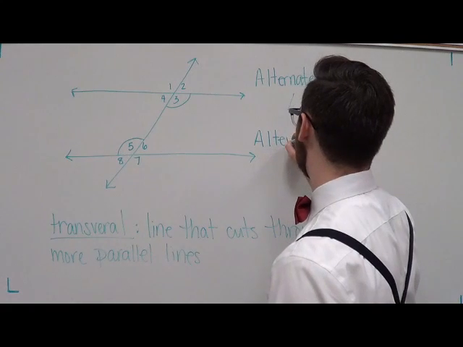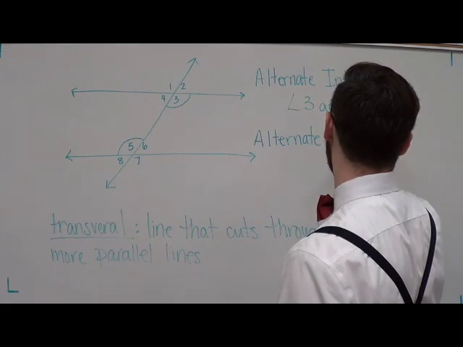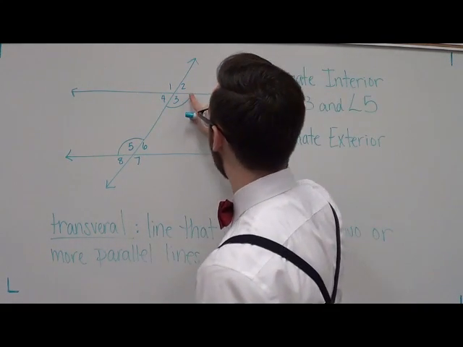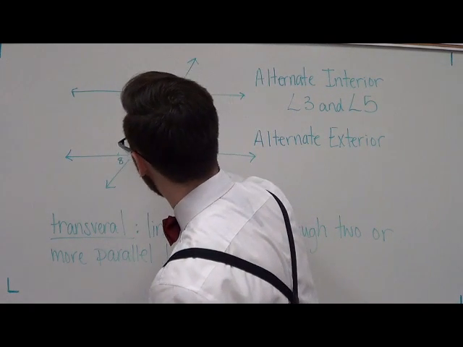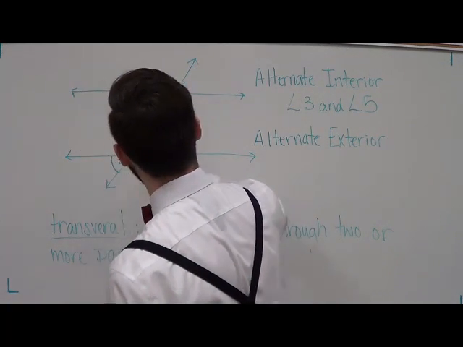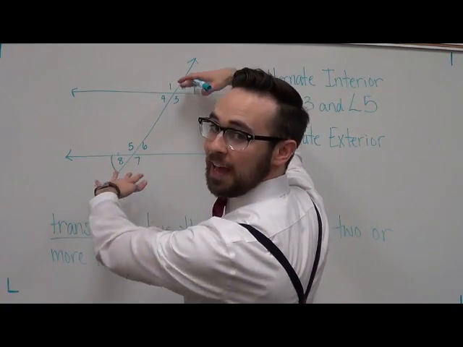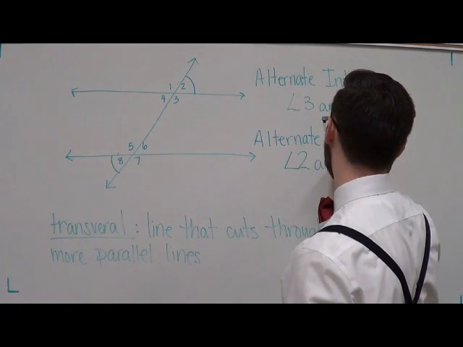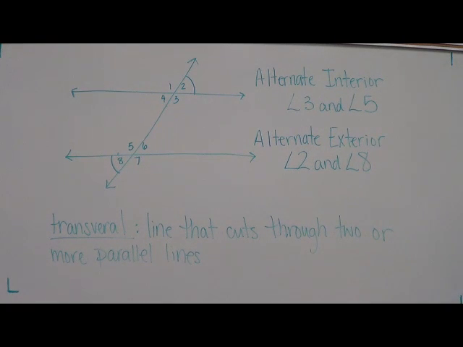Now, if we have alternate interiors, we also have alternate exterior angles. Alternate exterior angles are going to be just that. They're going to be on opposite sides of the transversal, but they're going to be on the outside of the parallel lines. So, for instance, 8 and 2. Opposite sides of the transversal on the outsides of the parallel lines. So one example would be angle 2 and angle 8 would be alternate exterior angles.